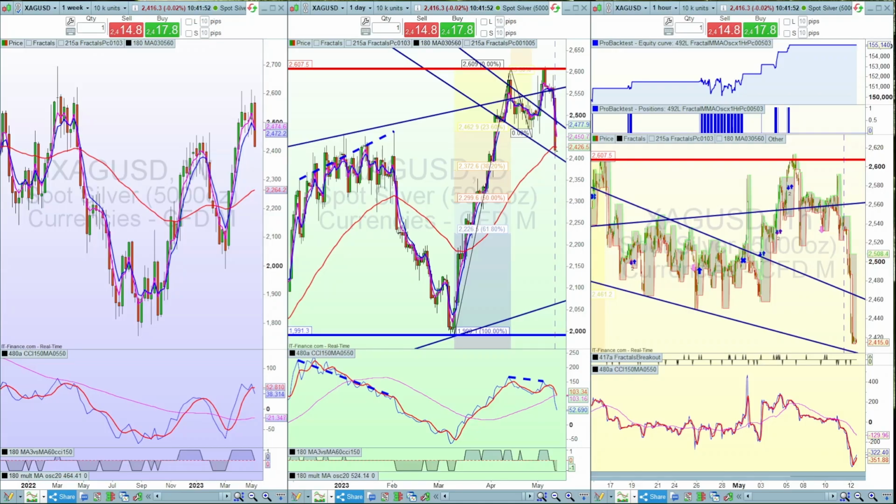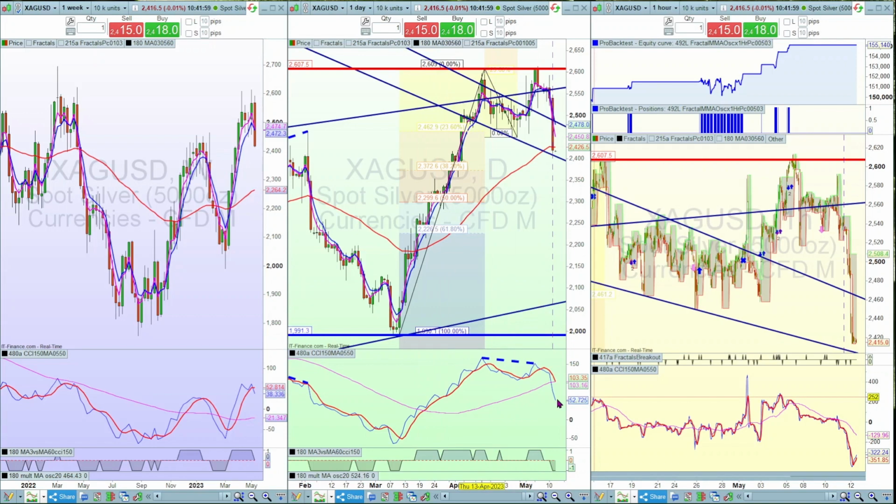Today is May the 12th, 2023. It's the spot silver price update. There's been a bit of a huge drop in the price, but we'll go through that in a second. First off, we need to look at the trend. So we look at the weekly and the daily trends.